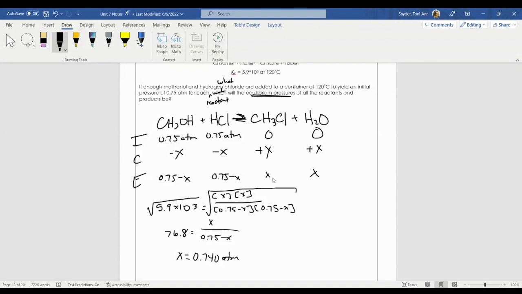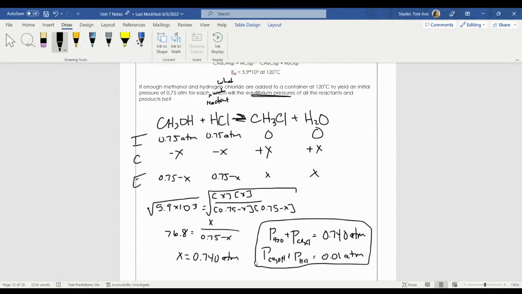So we know that the pressures have to be the same for the products, and that's because they have the same coefficient. So my partial pressure of H2O and my partial pressure of chloromethane is going to be 0.74 for each of them. And that's because that's equal to X. However, my partial pressure of methanol and my partial pressure of hydrochloric acid must be 0.75 minus 0.74. So that gives me 0.01 atmospheres for each of those.